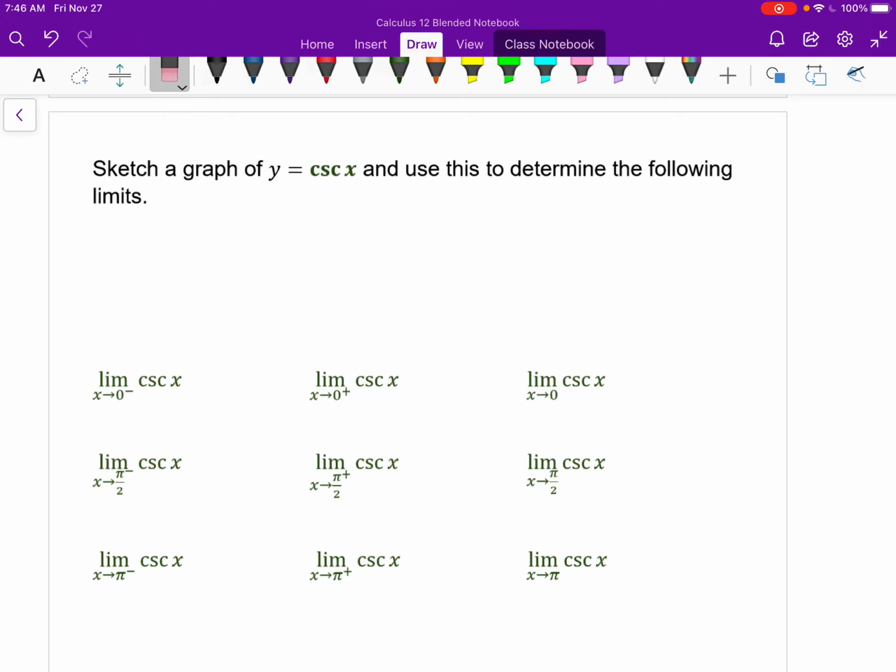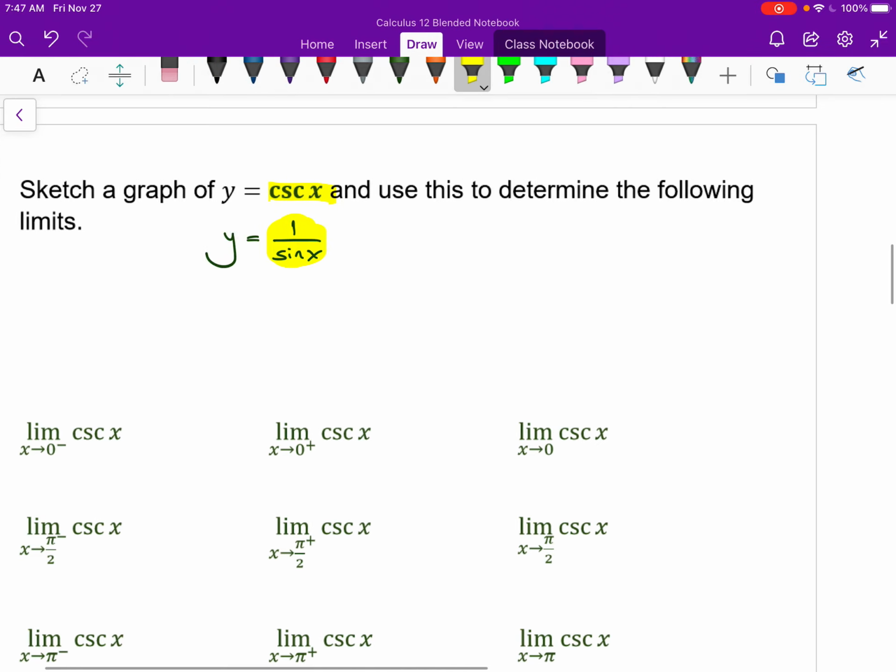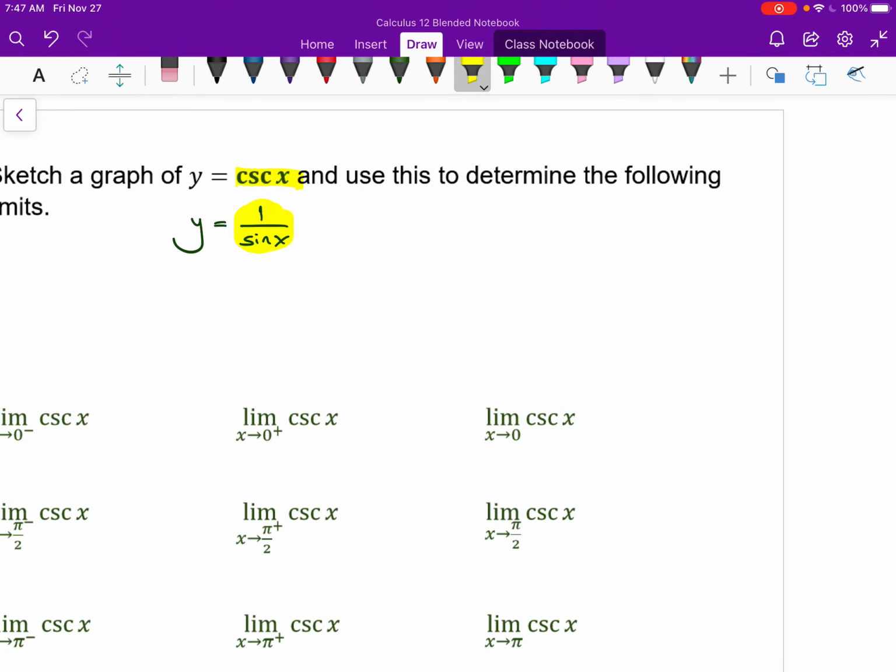And the first thing I want to do is sketch a graph of cosecant. So I don't expect you to know immediately what cosecant looks like, but we should be able to visualize the basics. Cosecant is 1 over sine. And so what does 1 over sine look like? Well, again, I don't expect you to know immediately, but I do expect you to know what sine looks like, so let's focus on sine first.